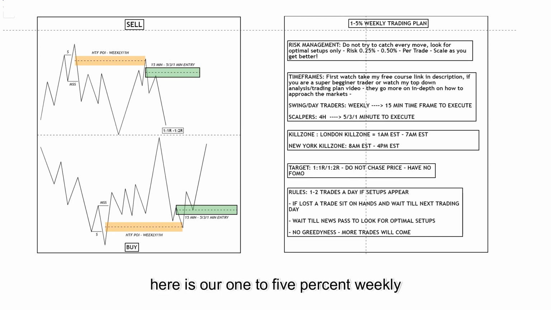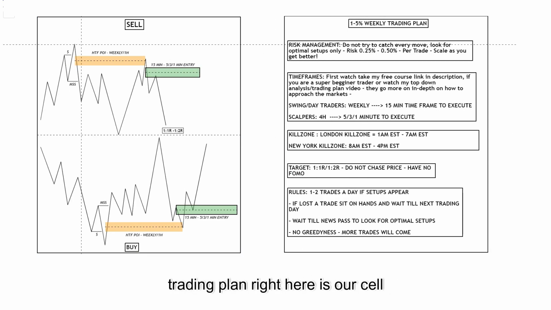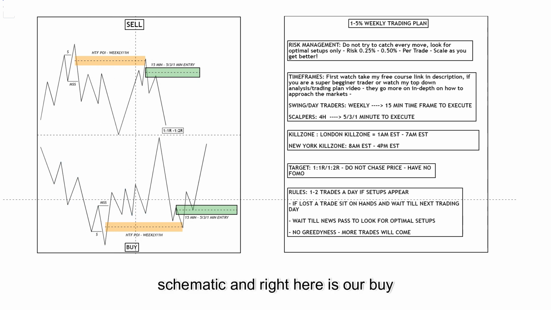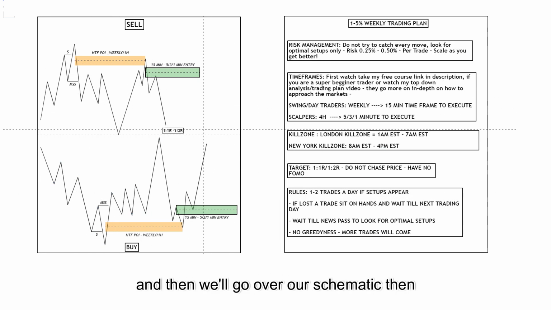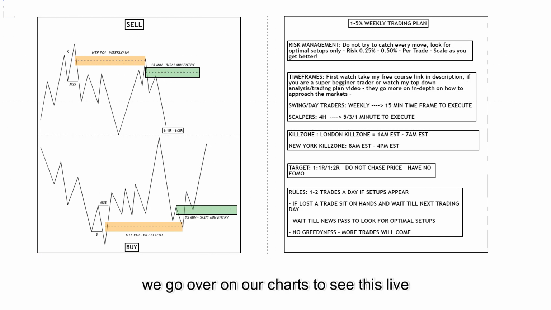Right here is our 1 to 5% weekly trading plan. Right here is our sell schematic, and right here is our buy schematic. First, we have to go over our trading plan, and then we'll go over our schematic. Then we'll go over on our charts to see this live in action.